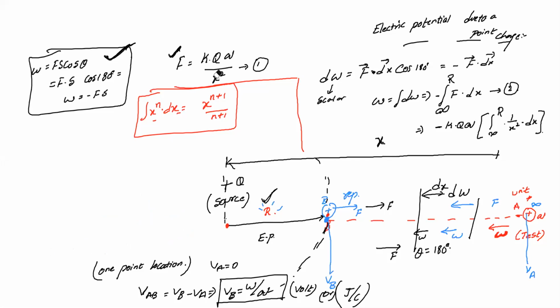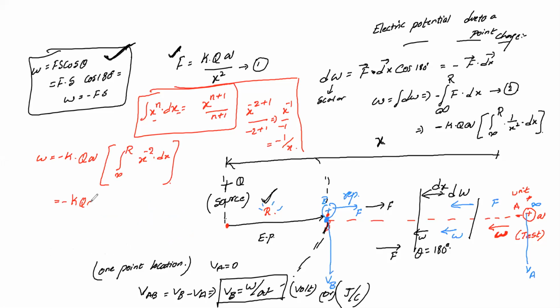When you integrate, the relation will be W is equal to minus K capital Q small q integral from infinity to R of x power minus 2 into dx. Instead of n, substitute minus 2. So it is x power minus 2 plus 1 by minus 2 plus 1, which is x power minus 1 by minus 1, or I can write it as minus 1 by x. So this is minus k capital Q small q, into minus 1 by x, with limits infinity to r. The minus signs will get cancelled here.